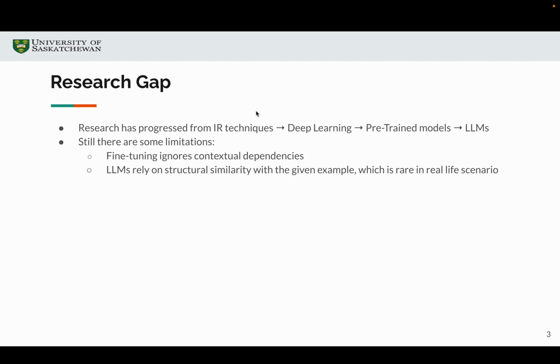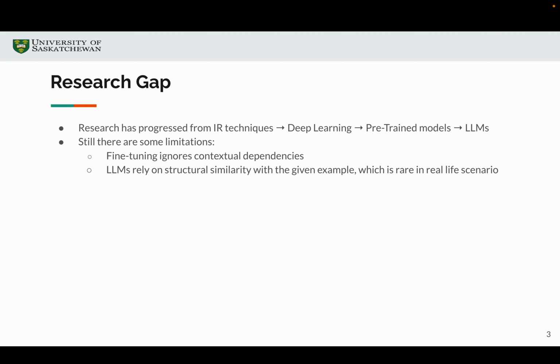Still there are some limitations. For pre-trained models, when you fine-tune with code and comment pairs, it ignores contextual dependencies. I mean, when you train a model with some code and comment, it cannot see what's inside the code. It's just training with the code and comment example, but the method itself has a lot of method calls inside and other dependencies which we do not train with.